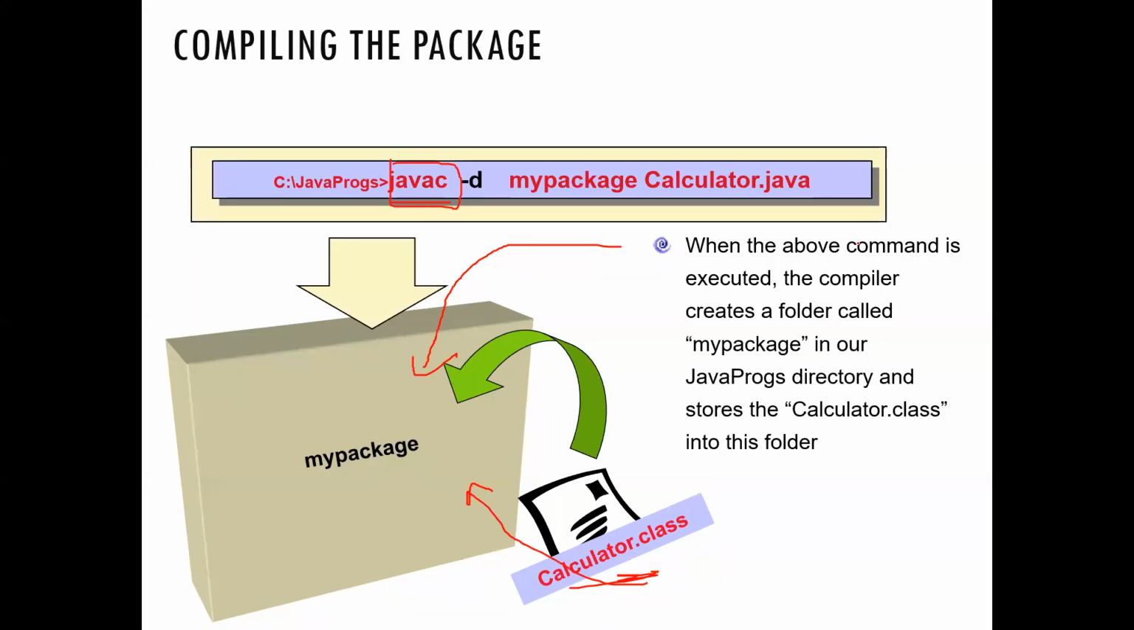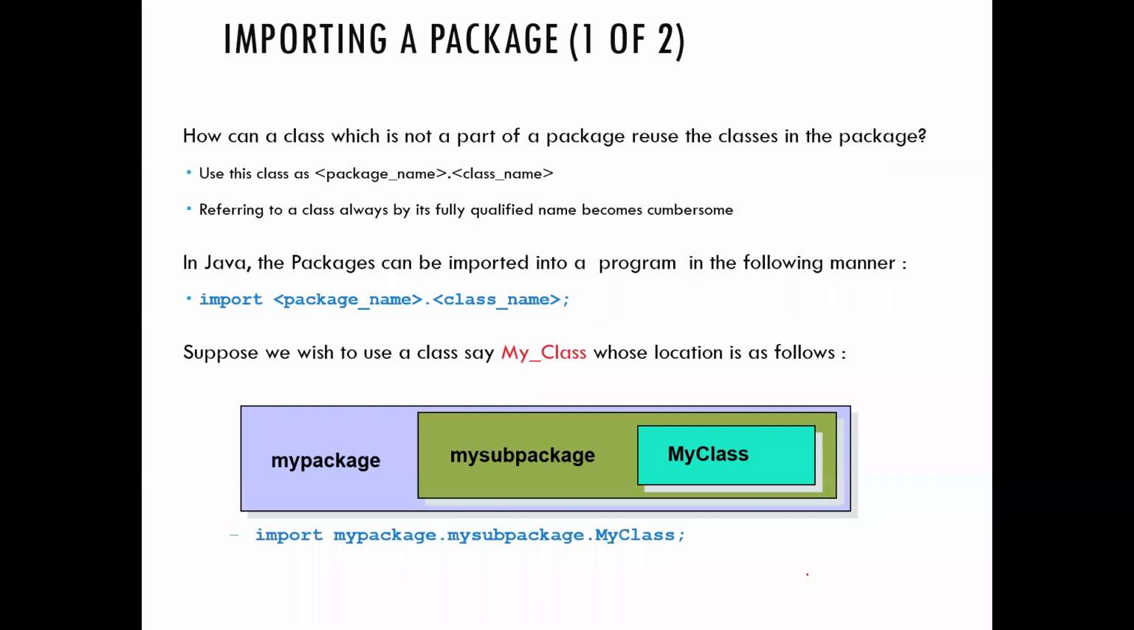So when the above command is executed, the compiler creates a folder my package in the Java procs file directory, and stores the dot class file into this particular folder. This is the folder which you told that when you compile it, put this dot class in this particular folder. There is already a folder created, and under that, this folder will be created. So this is how you actually create packages.